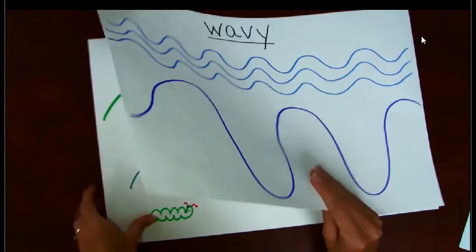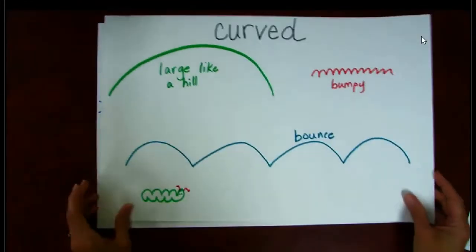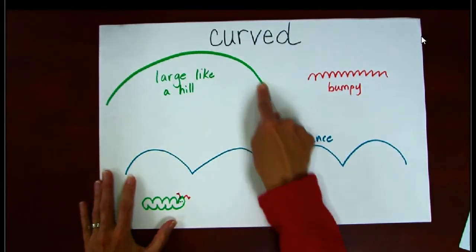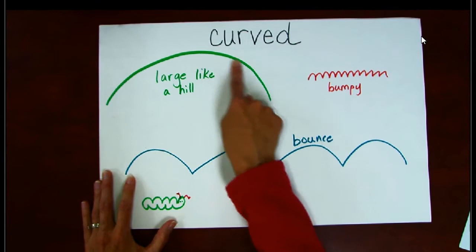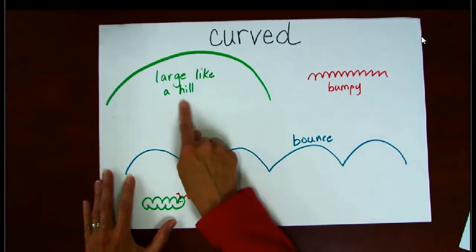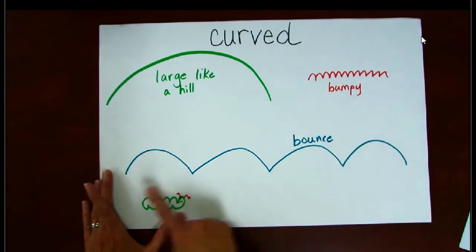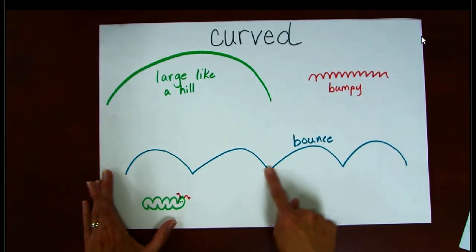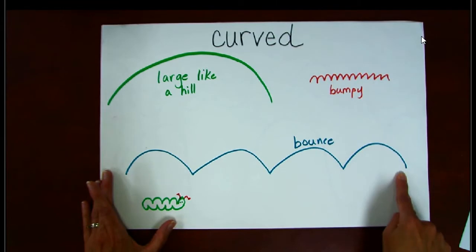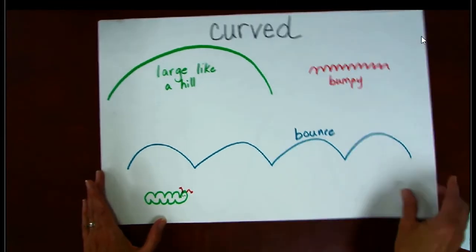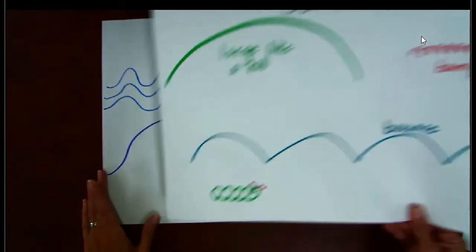I'm going to do a curved line next. A curved line is a line that goes around, almost like a rainbow. So you can make things that look like hills. You can make bumpy lines. You can make a big bouncy line. So if you've got a ball, I like to make little caterpillars using my curved lines. So that's what a curved line is all about.